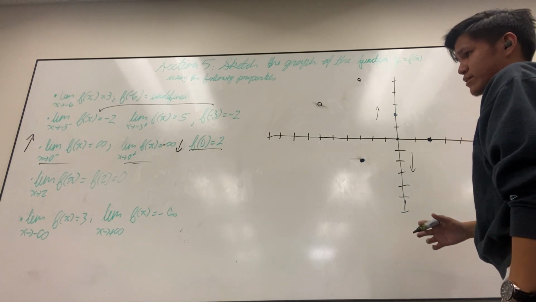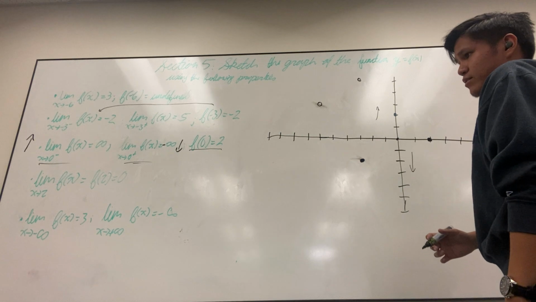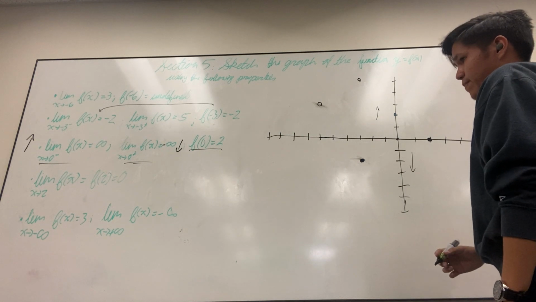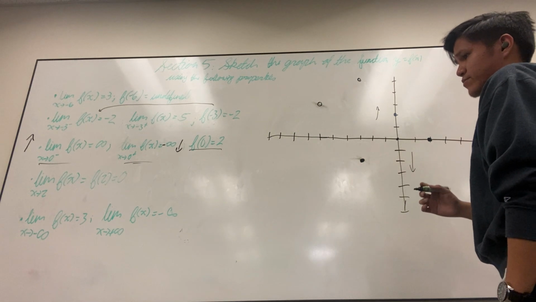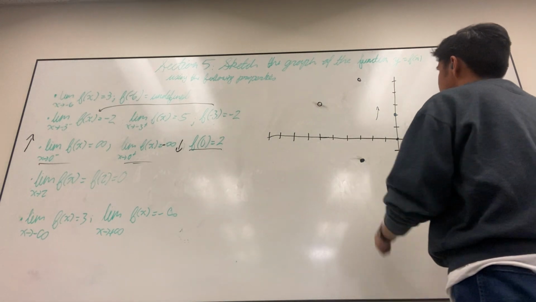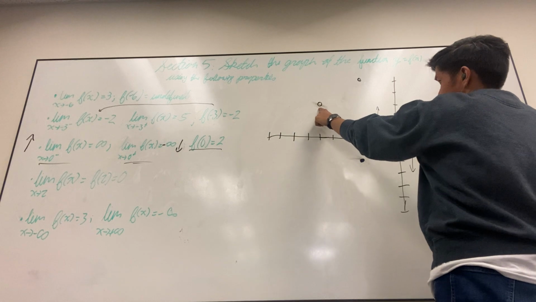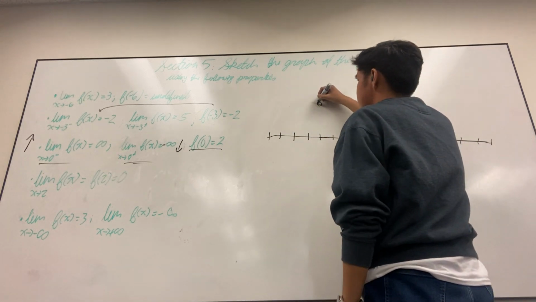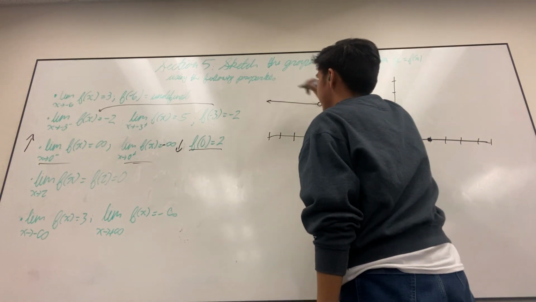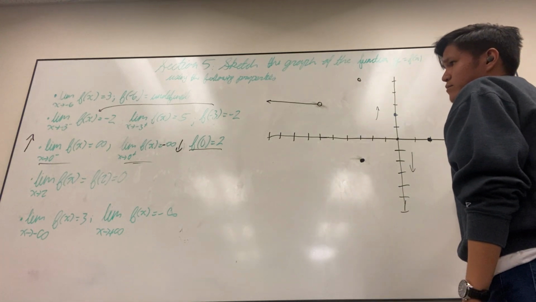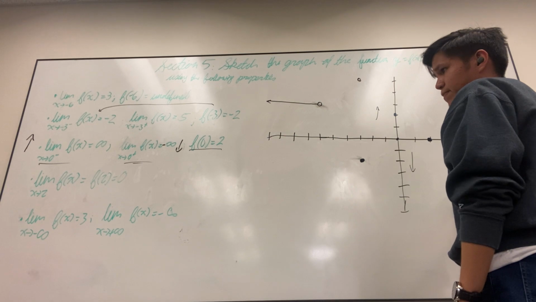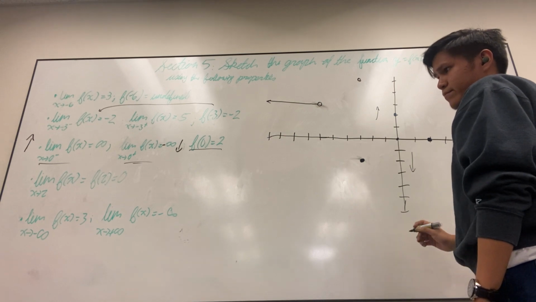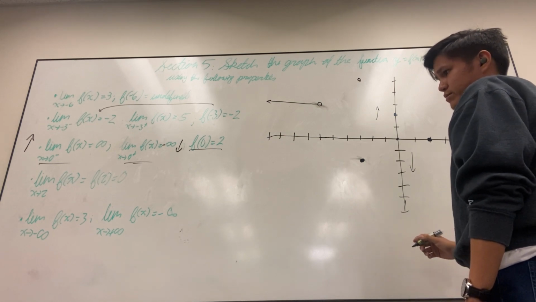Our last properties: the limit of f of x equals 3 as x approaches negative infinity. So from 3, the only point here is 3, and this would go on toward negative infinity. Our next one would be the limit of f of x equals negative infinity as x approaches positive infinity.